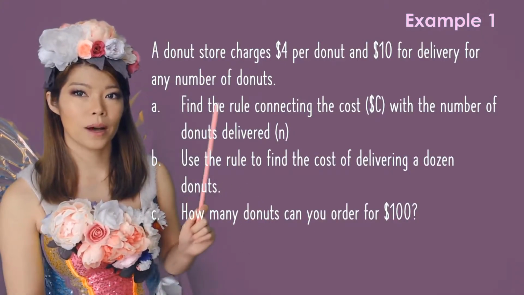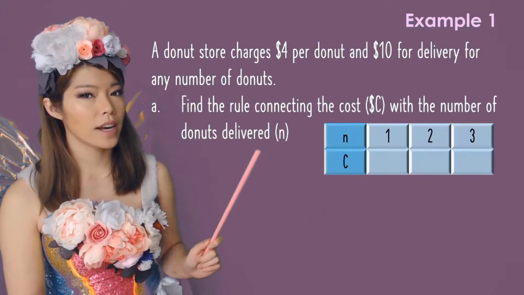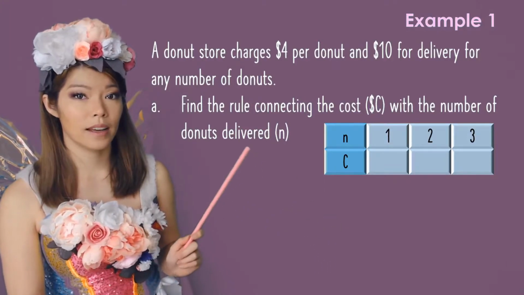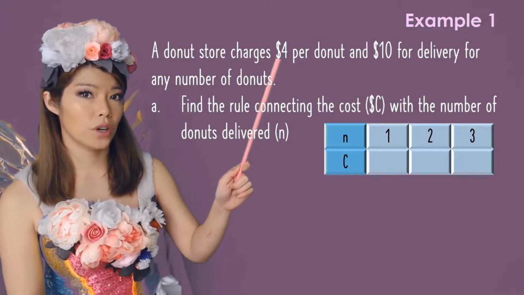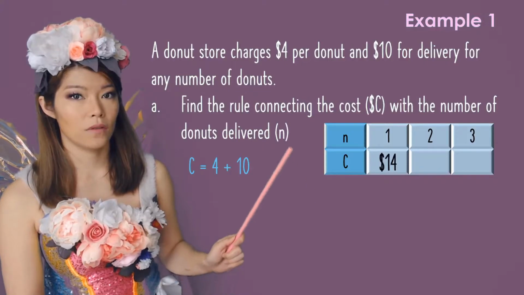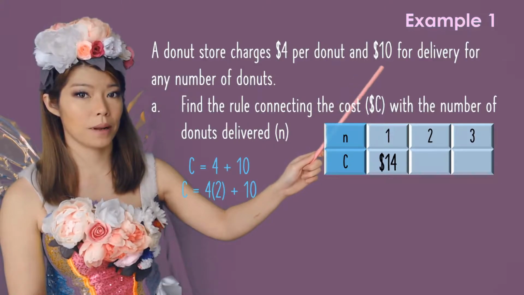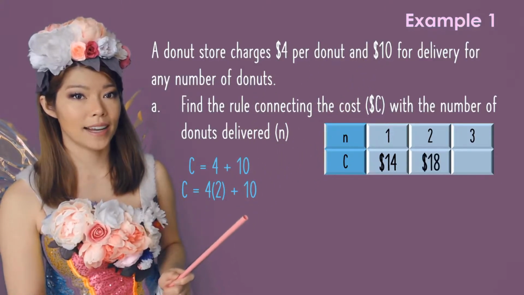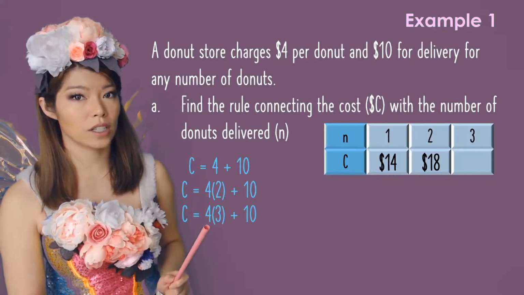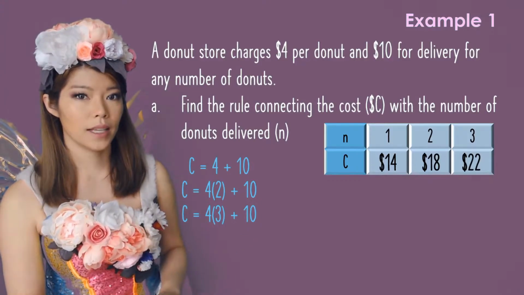Let's look at the first part. Find the rule connecting the cost C with the number of donuts delivered. We can write a table and try to figure out how much it costs for 1, 2, 3 donuts. For one donut, it would cost $4 plus the $10 delivery fee, which is $14. For 2 donuts, we have 2 times 4, which is 8, plus 10, which is $18. For 3 donuts, we do $4 times 3, which is $12, plus the $10 delivery fee is $22.